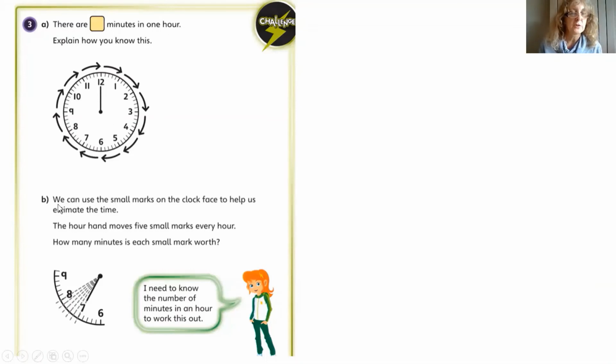Let's look at the next section on our challenge. We can use small marks on the clock face to help us estimate time. The hour hand moves 5 small marks every hour. How many minutes is each small mark worth? And she's saying that I need to know the number of minutes in an hour to work this out. Think about that one carefully. And today's work is on page 41.